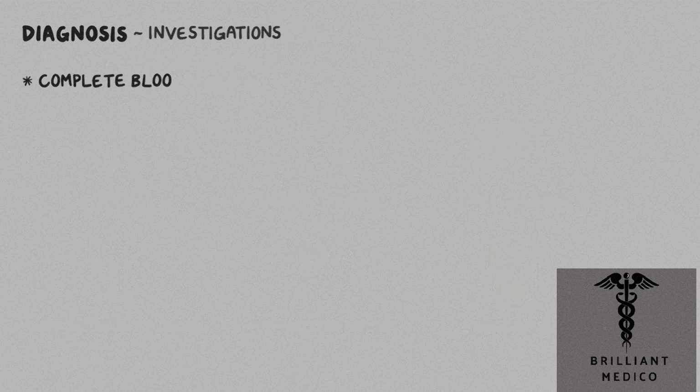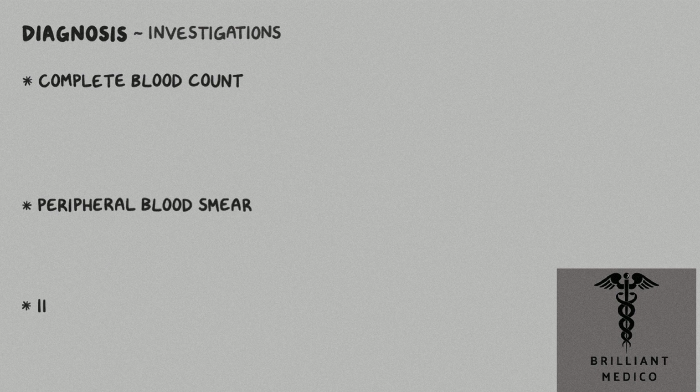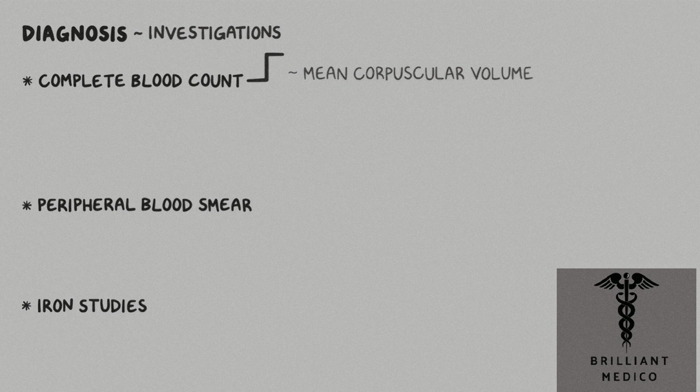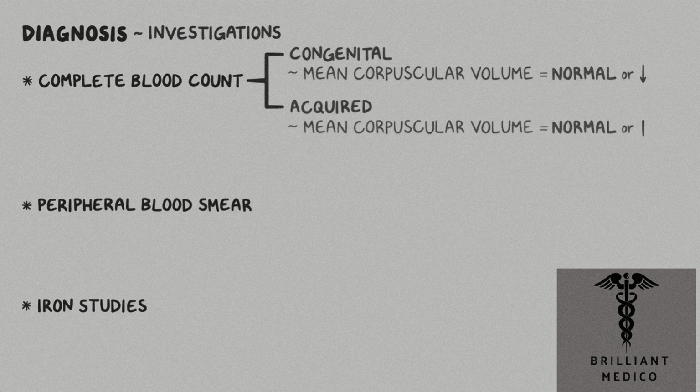Investigations should include a complete blood count, peripheral blood smear, and iron studies. On the full blood count, the mean corpuscular volume, which reflects the size of the red blood cell, is usually normal or low for the congenital causes. For acquired forms, the mean corpuscular volume is normal or high.